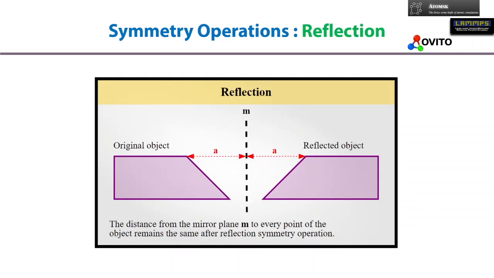So I will be delving deeper into the symmetry operations. Firstly, you find reflection, which is very basic. You have an original object here, you place a mirror here, and at the same distance from the mirror you would find a reflected object on the opposite side.